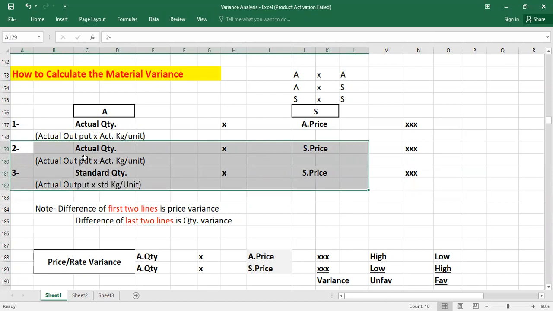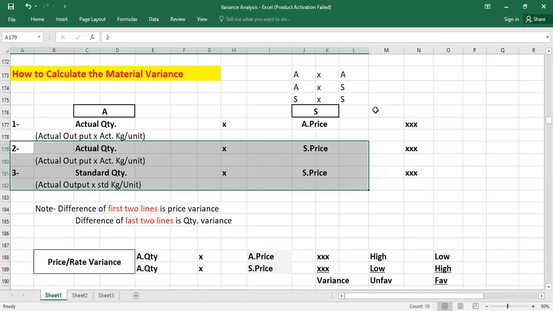But when you take the difference of the second line and the third line, look at the quantity. Here we have an actual quantity and here we have a standard quantity. It means it's the difference of quantity, multiplied with the standard price, and there is no difference in the price. So if you take the difference of the last two lines, this is going to give us quantity variance.